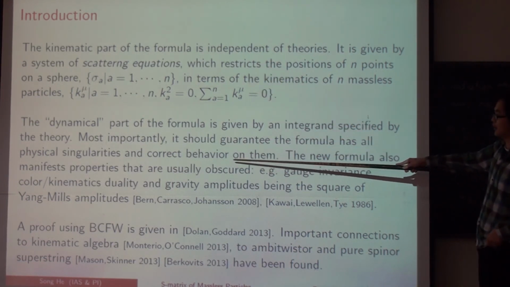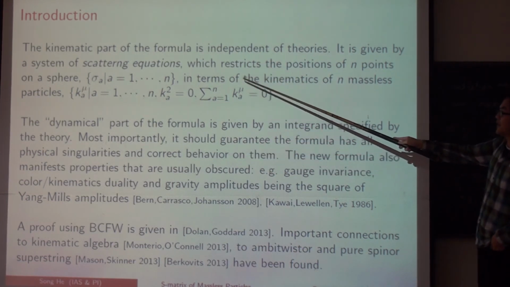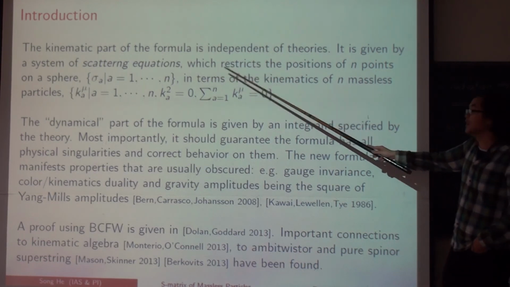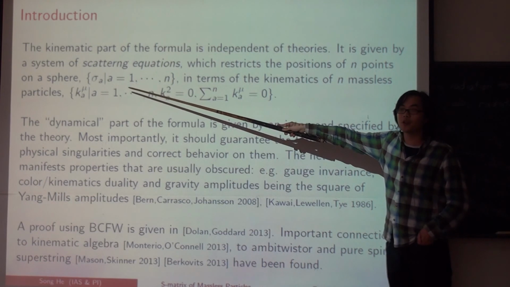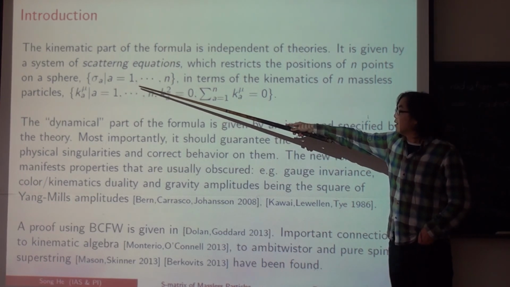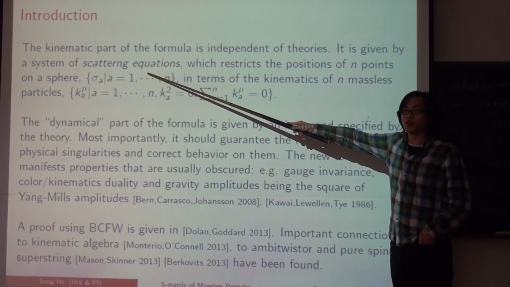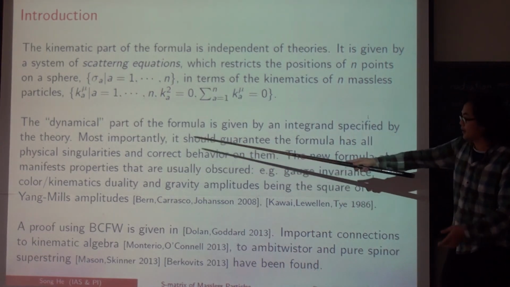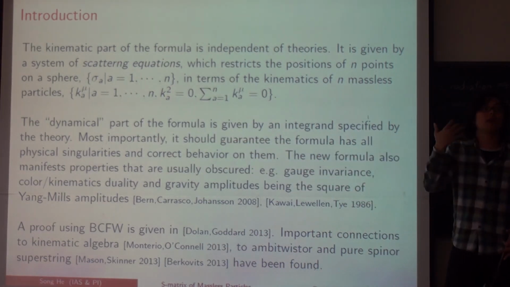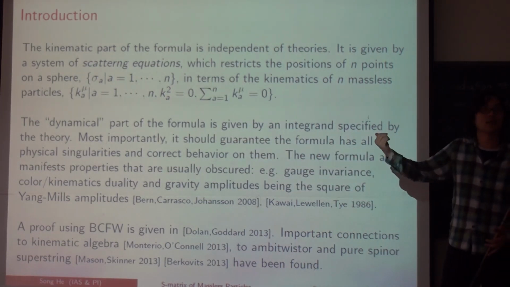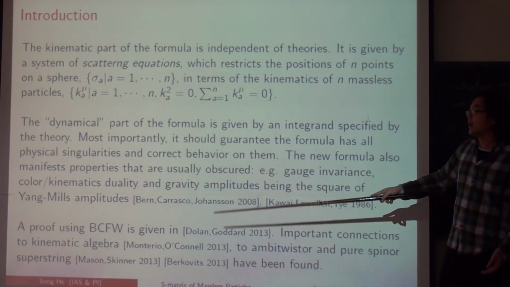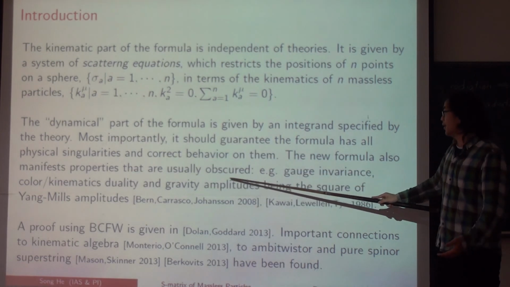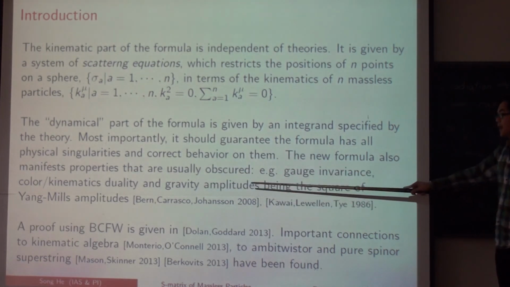And then the scattering amplitude will be written as an integral over the moduli space of such punctured spheres on the support of these scattering equations. So the next step in the dynamical part is you try to find the correct integrand of such an integral formula, which will reproduce the theories you want. And by doing so, lots of properties become manifest.